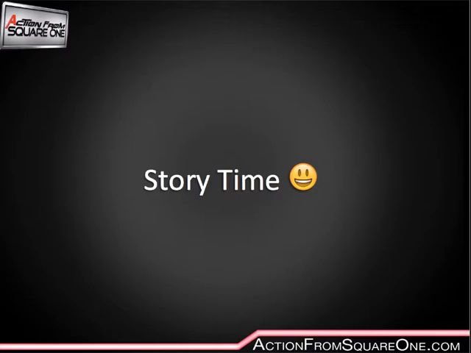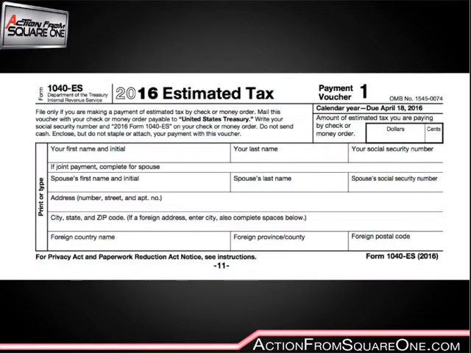So make sure anytime that you make payments to the federal government, you make them out to the United States Treasury, and make sure you do the same for your state if you have one. And this form you can find easily on the irs.gov website. I'll put a link for you below here in the video description.